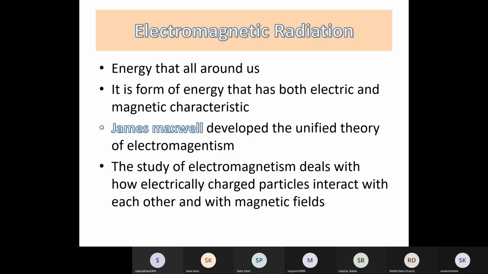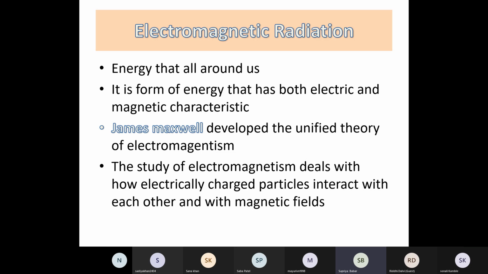That means electromagnetic waves consist of an electric component and a magnetic component. And those components oscillate in planes perpendicular to each other and also to the direction of propagation. Oscillate means moving forward and backward.